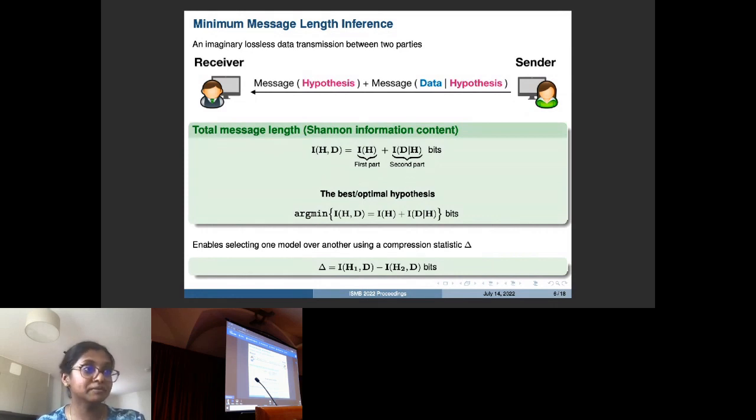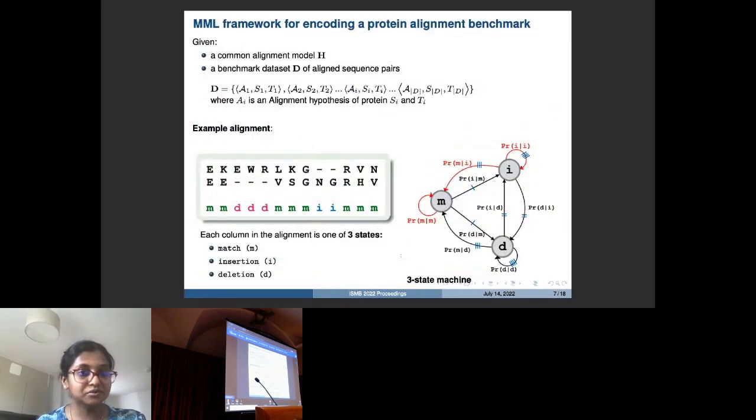So we can have an optimization of a model using this framework, and also it enables us to compare between different models to see how one performs over the other. So it can be done using this kind of compression statistic, where we get the difference between these joint message length difference.